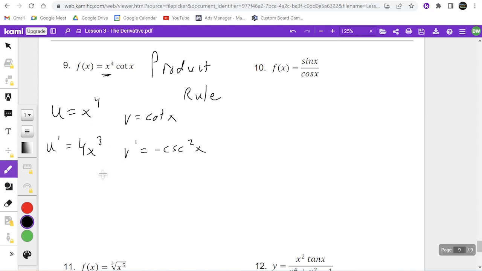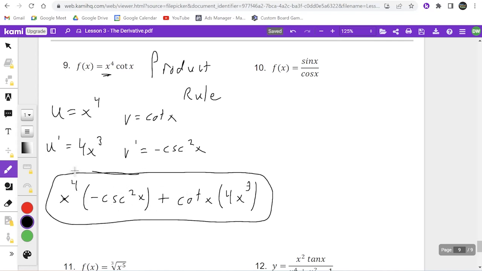But u times v prime, so x to the fourth times negative cosecant squared x, and then plus v times u prime, cotangent x times 4x cubed. And honestly, this really can't simplify much more than this. I'm okay with leaving this as our final answer. Any questions? Okay, good.